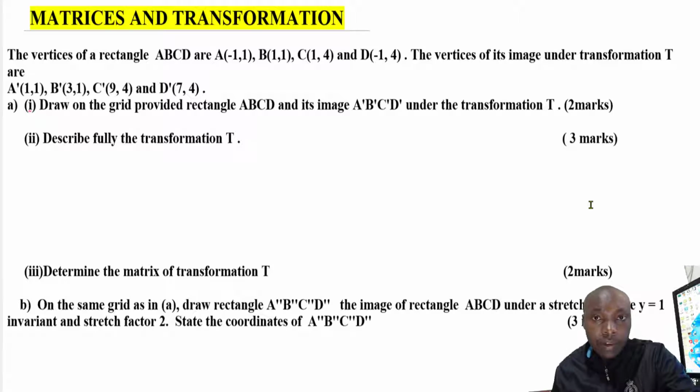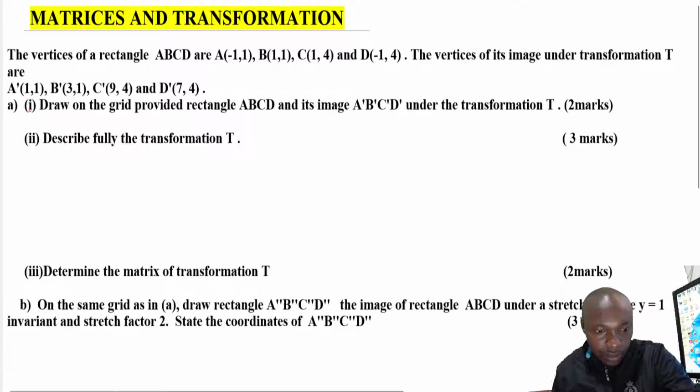Let's begin with the first part of the question, which requires us to draw on the grid provided rectangle ABCD and its image. That is quite simple since we have the coordinates of the object and the image. It's just a matter of plotting the x and the y coordinates. That is 2 marks. Most students do not have a problem with plotting points. That one is done in Form 1.